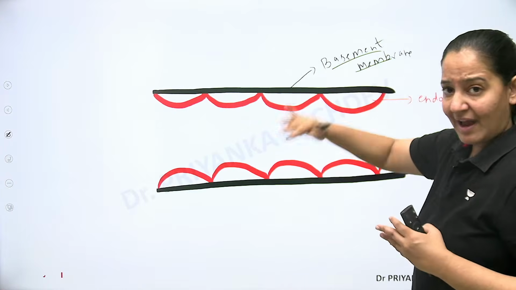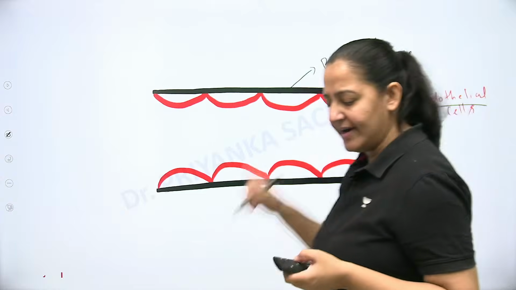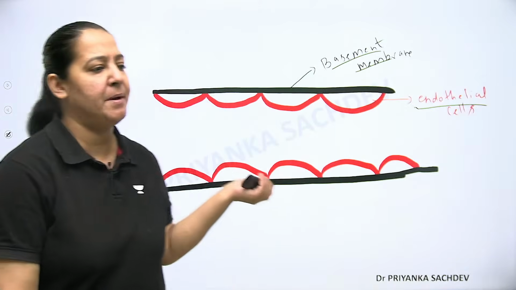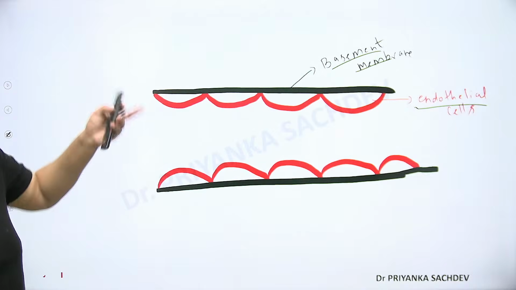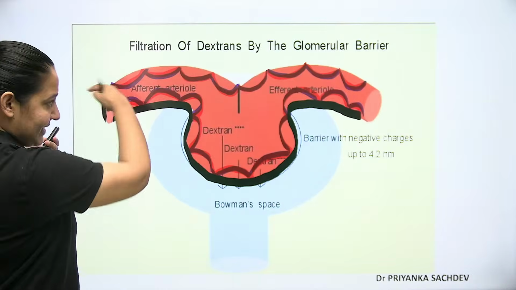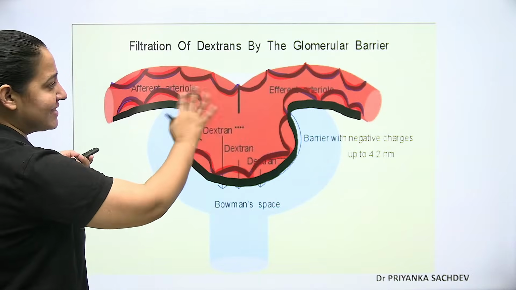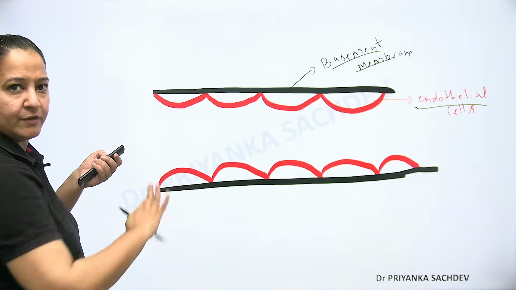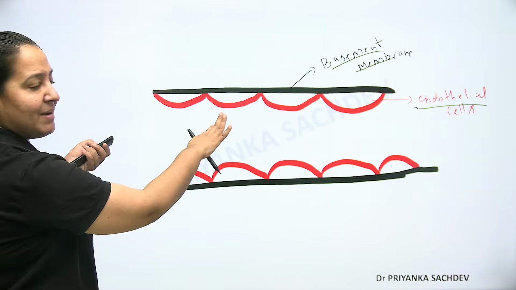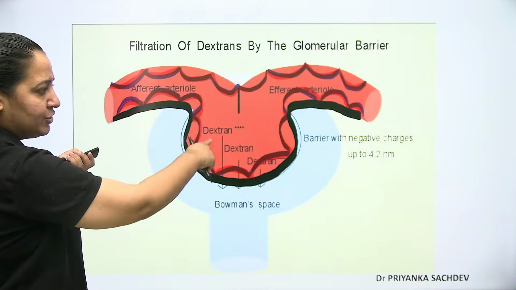And number two, the inner lining of the capillary is endothelial cell. The red cells are the endothelial cells. Can you see the basement membrane and the endothelial cells are present? So this is the capillary which is present inside this Bowman's capsule. I have drawn this capillary separately to explain you the lining of the capillary. Now appreciate the same lining, the two things, basement membrane and endothelium here.